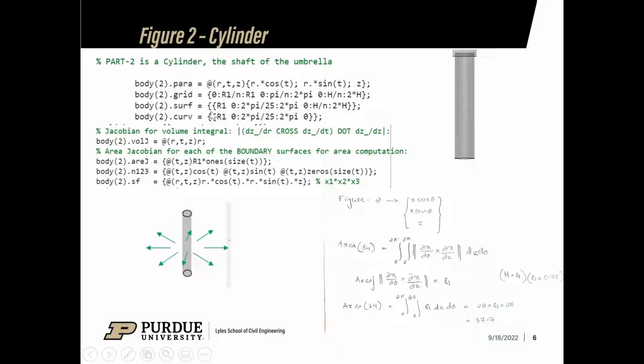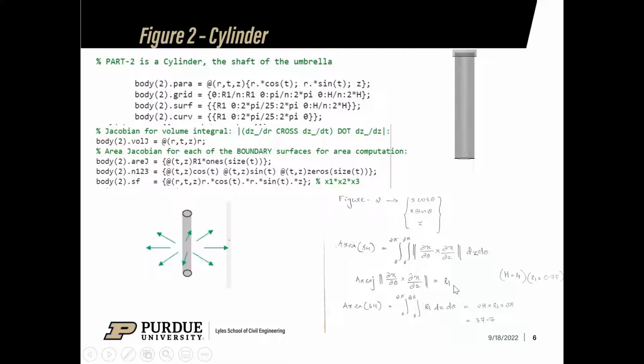For the second figure, the cylinder, my parameters are r cos theta, r sin theta, and z. There is only one surface, which has variables theta and z, and the surface is the curved surface of the cylinder. I have got the area Jacobian as R1, as I'm taking the determinant of the cross product, in which R1 is a constant. So I'm taking R1 into ones of size t.